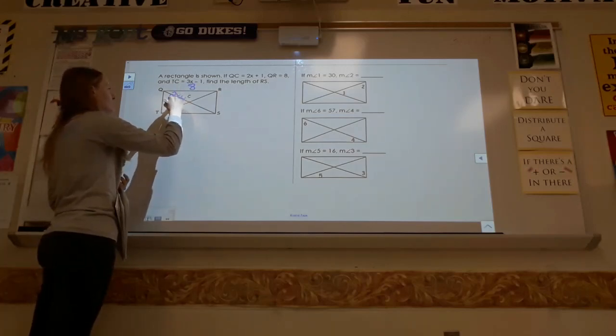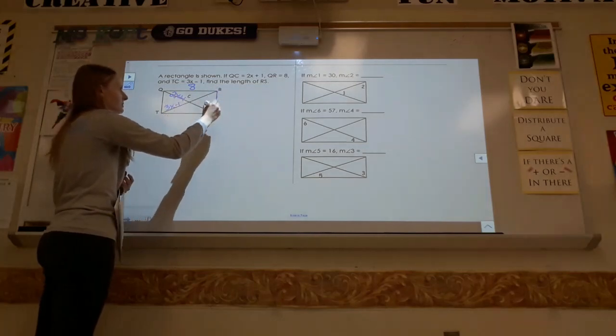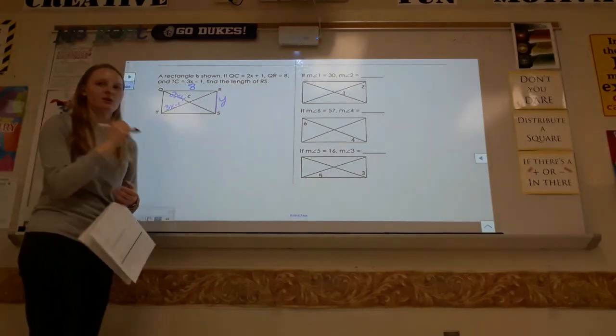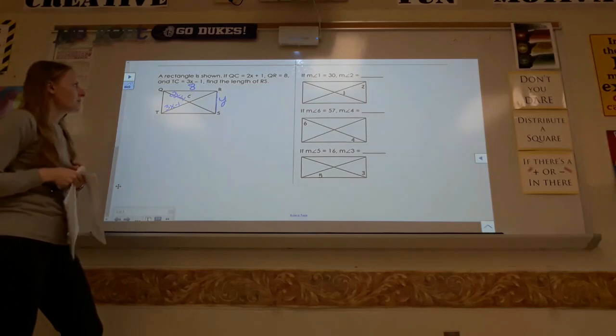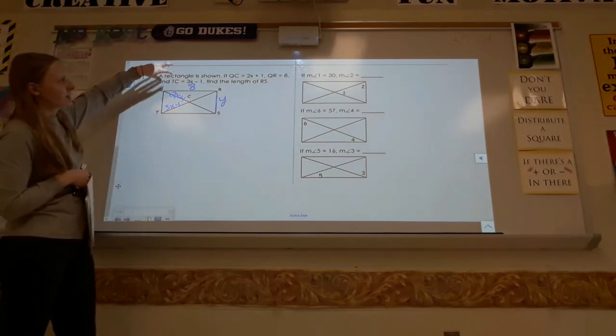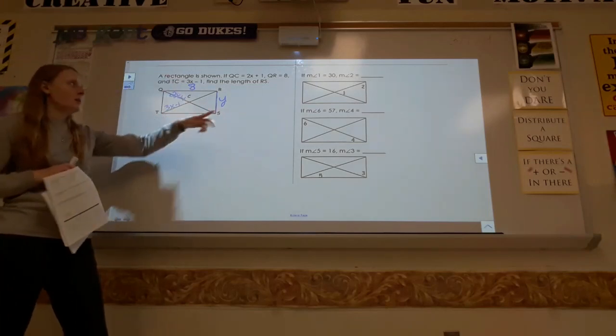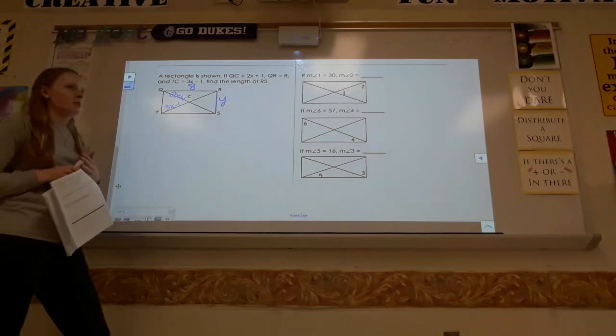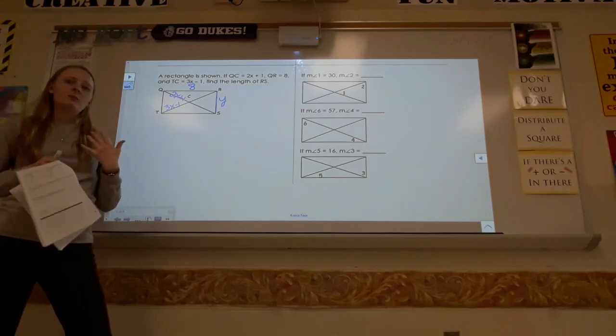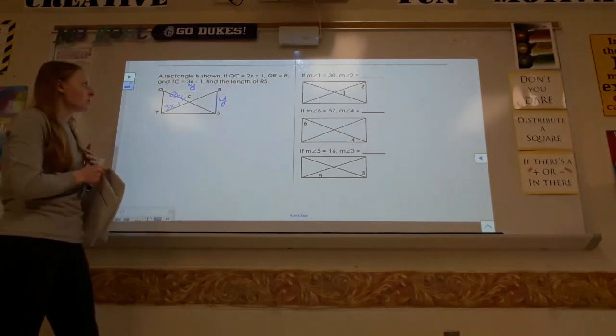TC is 3x minus 1. And I'm trying to find the length of RS, which is right here. I'm going to call that y just because we already used x. So somehow we have to figure out how to get this information to work together to find that. So what I'm going to do is focus on the two expressions that have x in them and see what relationship I can get from those.